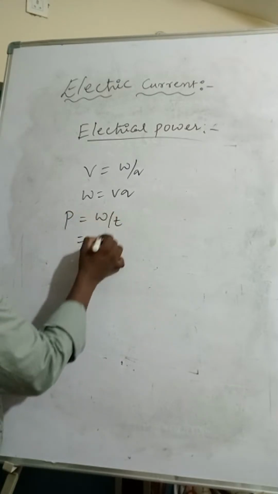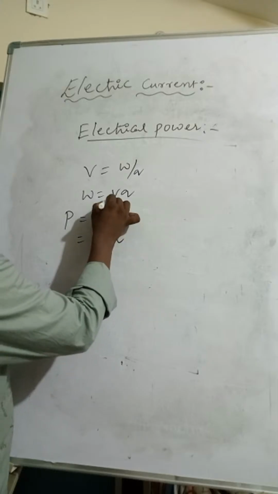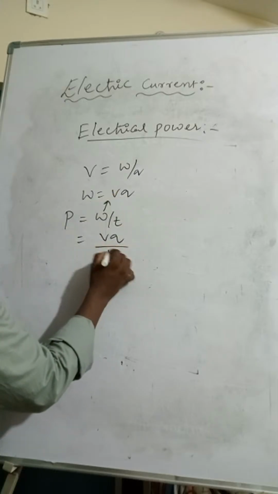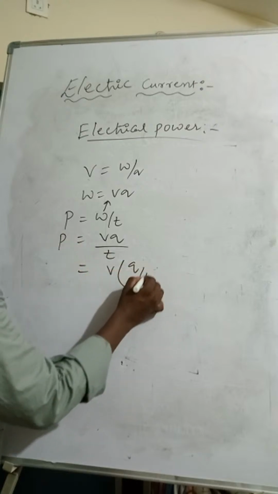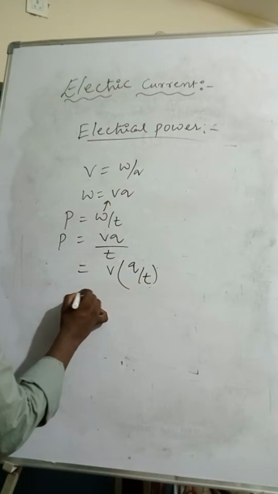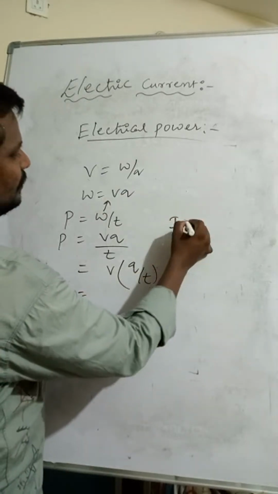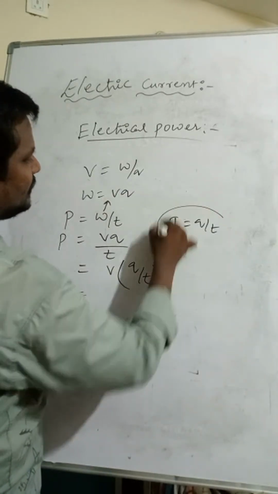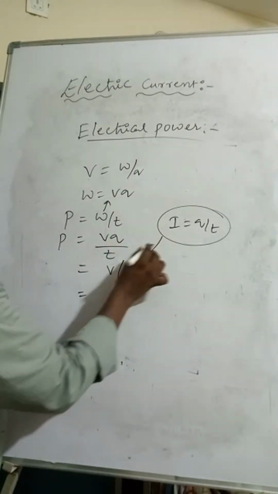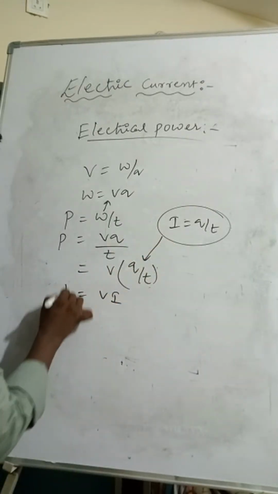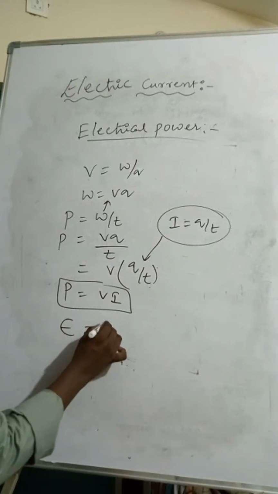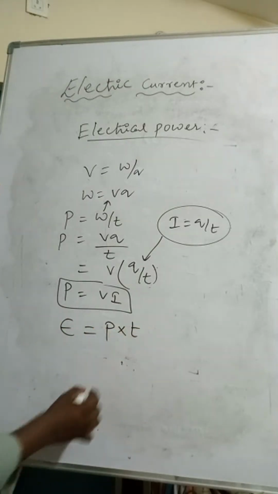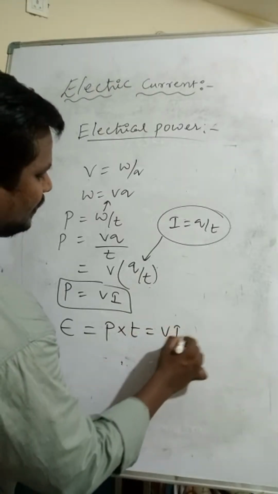So in the work done, we can substitute in the place of work, and then we'll get V into Q by T. So what is Q by T? We know Q by T is rate of flow of charge, that is nothing but current. And then P equal to VI. So this is electrical power. We know electrical energy is P into T. So that is nothing but VI into T.